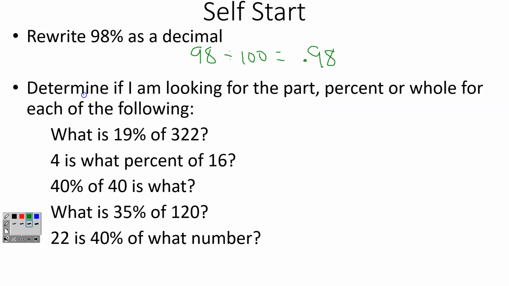Determine if I'm looking for the part, the percent, or the whole for each of the following. Our first one is, what is 19% of 322? The first thing I like to do is look for the percent sign. I see my percent sign, so I know it's not the percent I'm looking for. For the part, I look for the word is, and it says, what is? So it sounds like we're looking for the part, but let's double check. For the whole, I like to look for the word of. It says of 322. So that means I'm looking for the part on the first one.